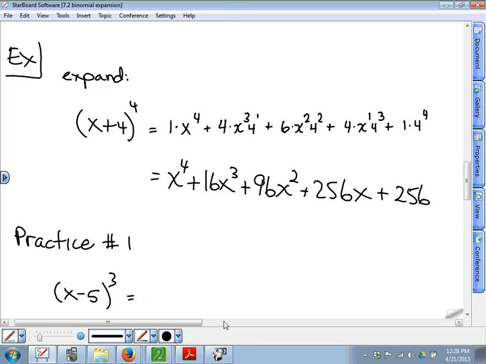So row 3 of Pascal's triangle has a 1, 3, 3, 1. So we know those are going to be the numbers, or the coefficients in front of each term. So it's going to start with a 1 times x to the power of 3, plus, what's the next number in that row of Pascal's triangle? 3 times x squared. Here's where you really got to be careful. The powers of x have to decrease by 1 every time.